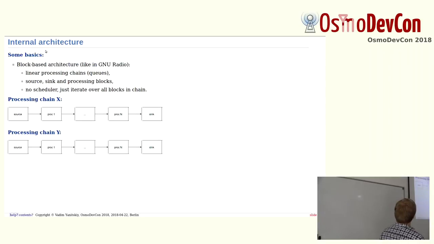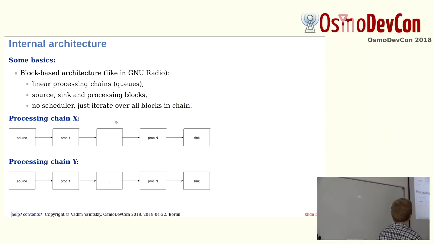And some basics about the architecture of Osmo JPK. It looks like GNU Radio flow graphs. So you just need to create a processing chain. It's called QI in terms of JPK. They are not as complicated as what you can create in GNU Radio, but you have only source blocks, processing blocks, and sink blocks. And that's it. There is no scheduler. You just need to iterate through the chain yourself. There is some API for that. And you can allocate a few processing chains if you want and work with them somehow.